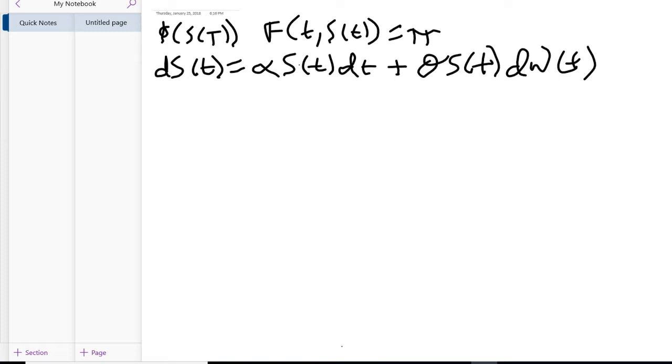I'm going to choose to use W because in other problems I use B to denote a bond. And I also like to use F instead of V because the way I derive it, I take V as a value process or a wealth process, and W is already taken by the Wiener process. But anyways, this is a lot of irrelevant details.